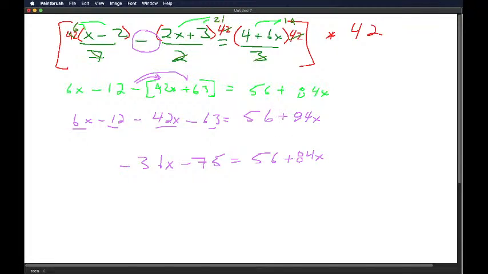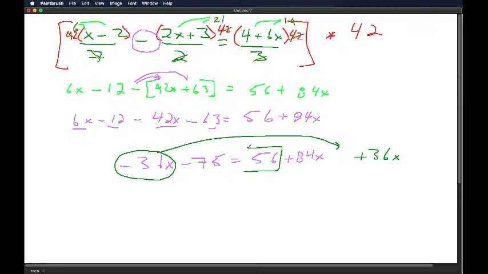Now I will take this here and put it onto that side, so it becomes positive 36x. I will take this here and put it onto that side, so 84 plus 36, that's 120x on one side. And negative 75 and negative 56, that's negative 131.